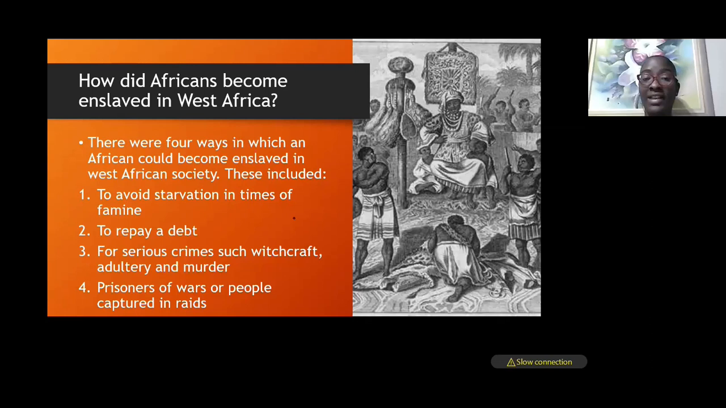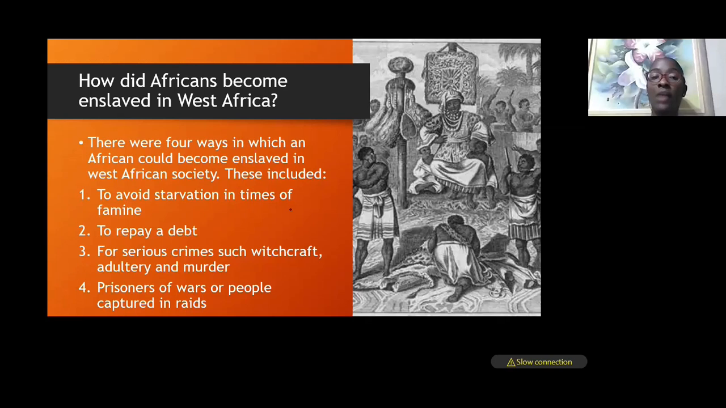Also, the second point is to repay a debt. Now, in African society, if you owed someone, a lot of times persons would work for that person until they were able to repay what they owed. And so that was also temporary, because once you would have paid off the monies or whatever it was that you owed in your labor, you were free.